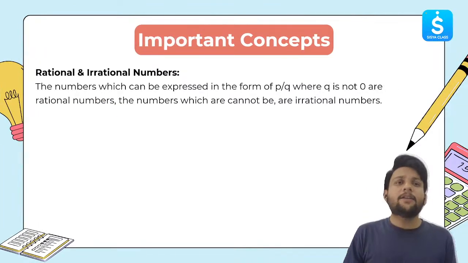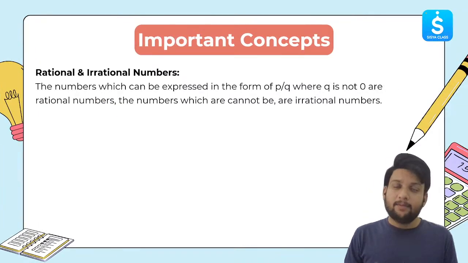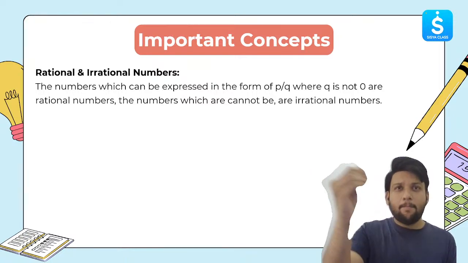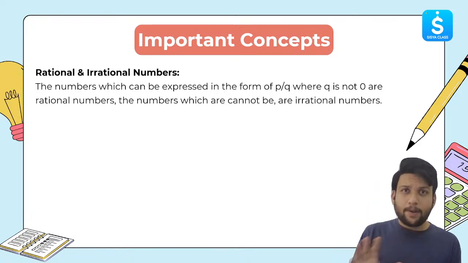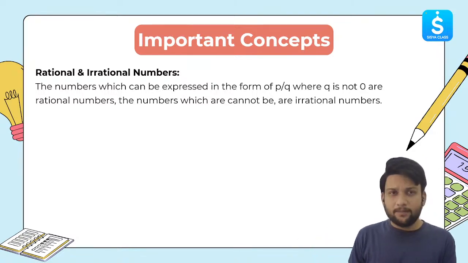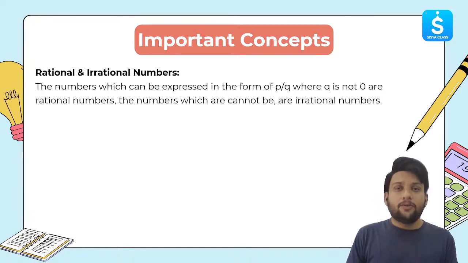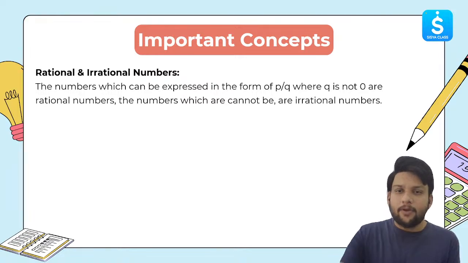The first concept is rational and irrational numbers, which we already know. If you don't know, I will quickly recall this. Numbers which can be expressed in the form of p by q, where p and q are integers and co-primes, which is a very important thing, and where q is not zero, are rational numbers. The numbers which cannot be represented in the form of p by q are known as irrational numbers. Pretty basic definition. We have been studying this for quite some time now.